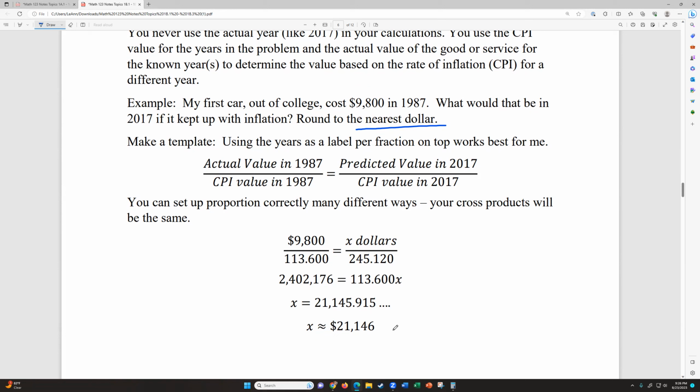Now, obviously, we would have to know what car that person had originally bought and then track it over time to see what the comparable car would be, and if that actually was $21,146, or if it was more expensive or less expensive. That would tell you if it was keeping up with inflation based on the CPI.